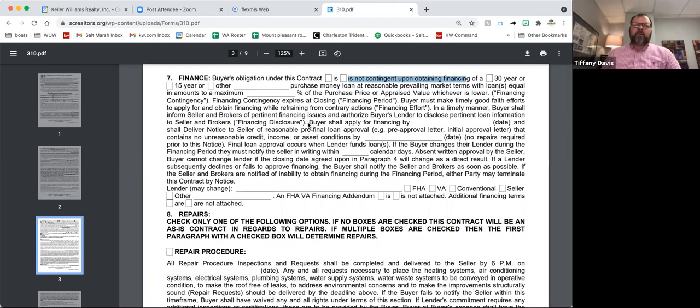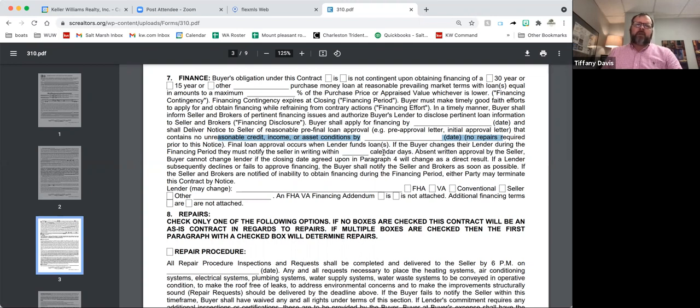Next part on it is obviously, buyer shall apply for financing by blank date. This, in my opinion, should not be more than a couple days. I mean, they should have already applied for financing, to be honest with you. And then, no unreasonable credit income conditions by blank date. Honestly, this initial approval letter, a couple weeks is reasonable.